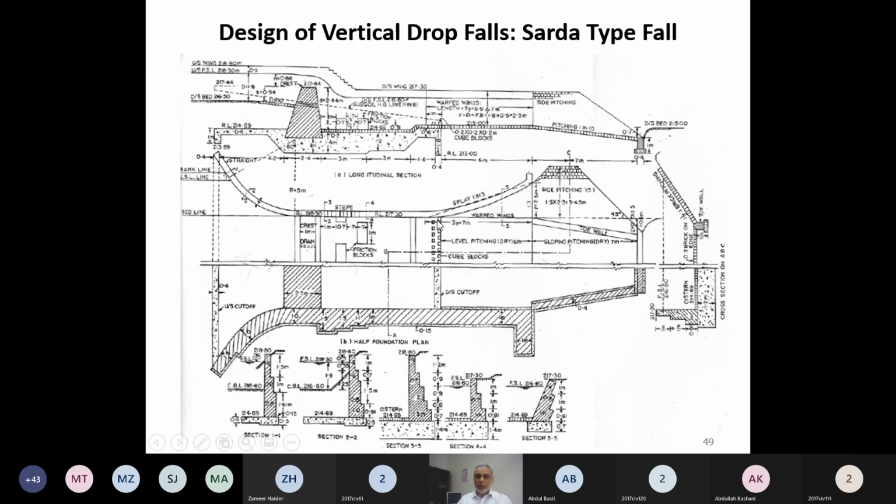If we see the cross section over here, AB section, it will look like this in a rotated form. So this is the cross section in a rotated form.